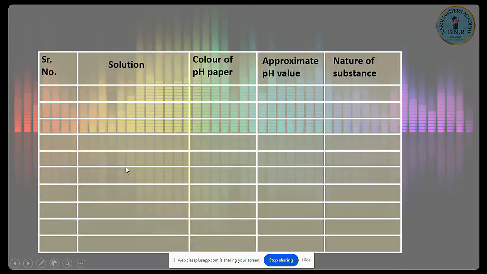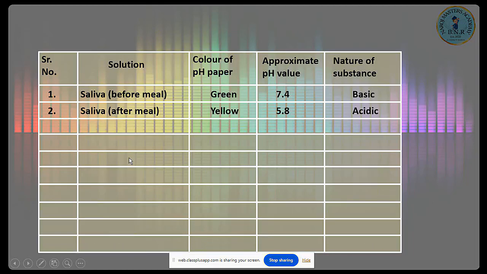Before that, let me finish this task. There are a few solutions, the color of the pH paper, the approximate value of pH, and the nature of the substances. First, saliva before meal. The pH paper is green. Its value is more than 7. Saliva before meal means base. Saliva after meal, it's yellow in color. pH value is 5.8. Acidic in nature, less than 7. And lemon juice, we know very well, is acidic in nature. Its pH value is approximately 2.5.